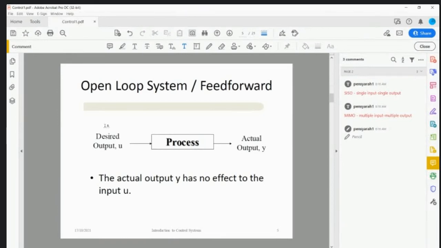This is an example of an open loop or feed-forward control system, where it just consists of a process, a system, a plant. You apply your desired input, your setting, then the process will react to the input, and then it will provide the output. But we don't know whether the output is actually what we set.